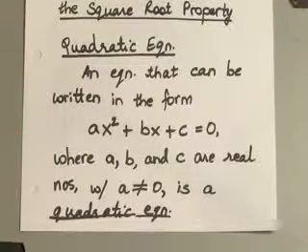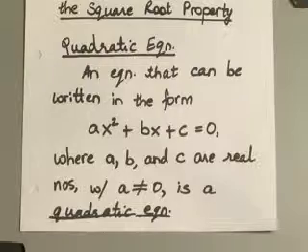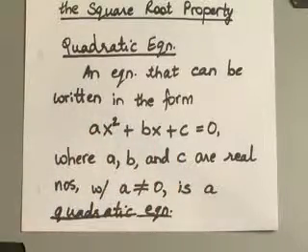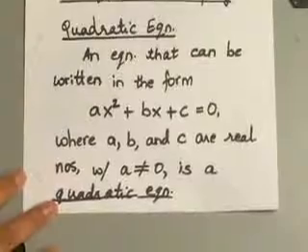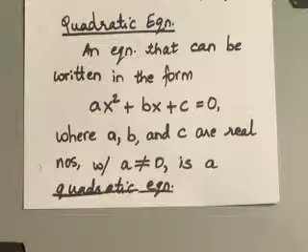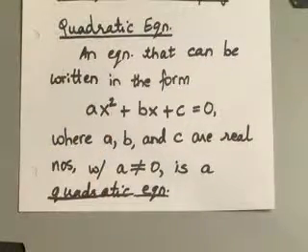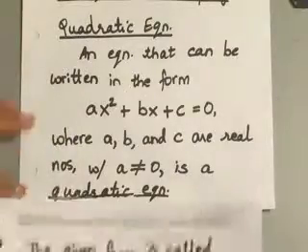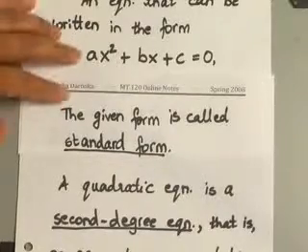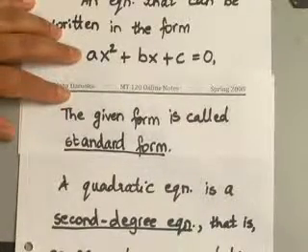Now, a quadratic equation is any equation that can be written in the form of ax squared plus bx plus c equals 0, where your values a, b, and c are real numbers and a cannot be 0. And any equation, as I said, in this form is called a quadratic equation. Now, this form, ax squared plus bx plus c, is what we like to call the standard form. Okay? So anytime you see a quadratic equation in this form, we say it's in the standard form.